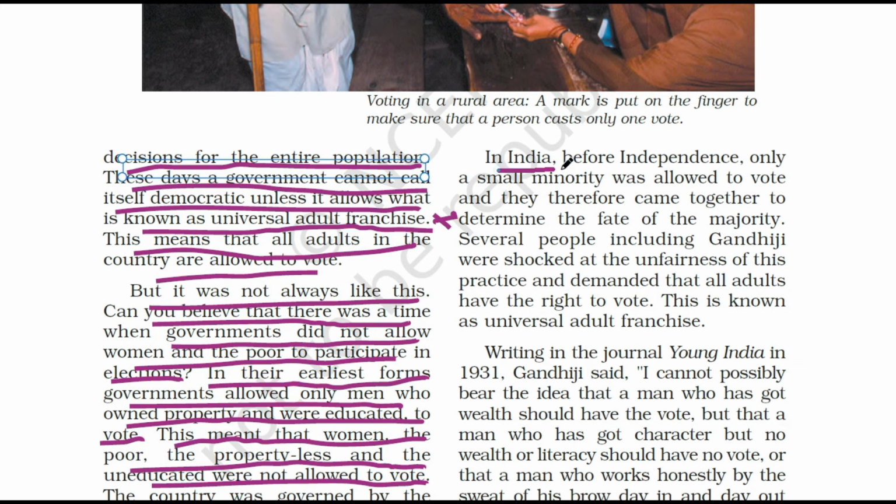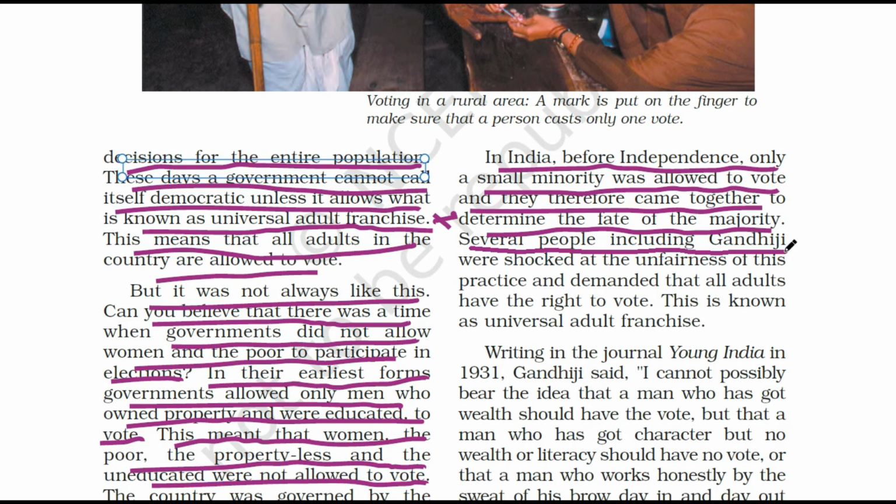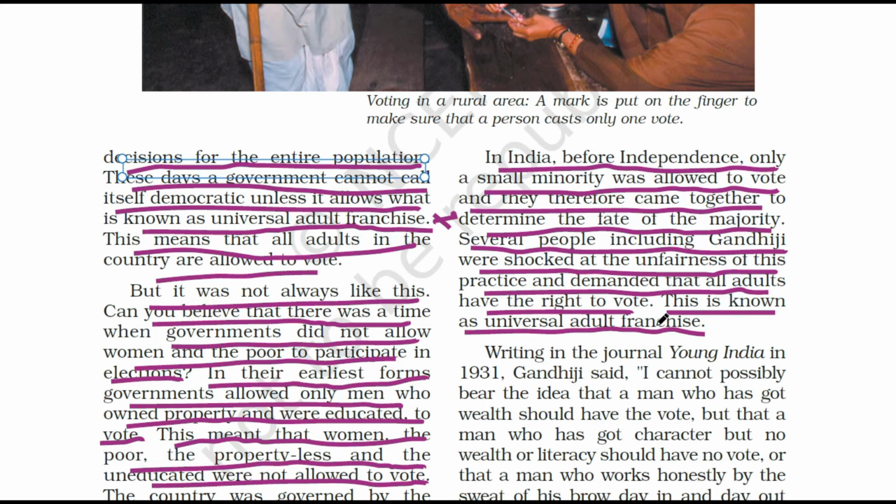In India, before independence, only a small minority was allowed to vote. So before 1947, only a small number of people were allowed to vote, and they came together to determine the fate of the majority. So several people, including Gandhiji, were shocked at the unfairness of this practice and demanded that all adults have the right to vote. This is known as universal adult franchise.